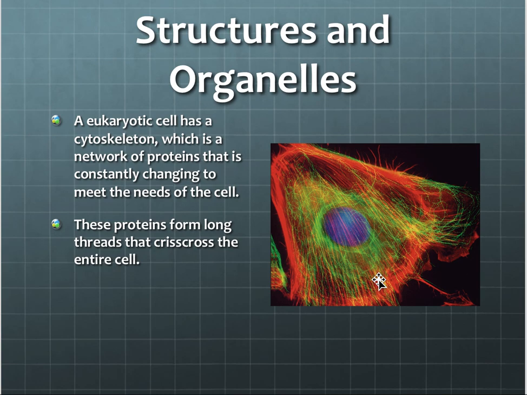So the cytoskeleton gives the cell its shape. It's not the cell membrane. Remember, the cell membrane is very fluid and flexible. It's this network of proteins that crisscross at the bottom of the cell that actually gives its shape. So it's very, very important that the cell maintains some sort of structure. Our skeleton gives us structure, and that's what these proteins do for the individual cell.